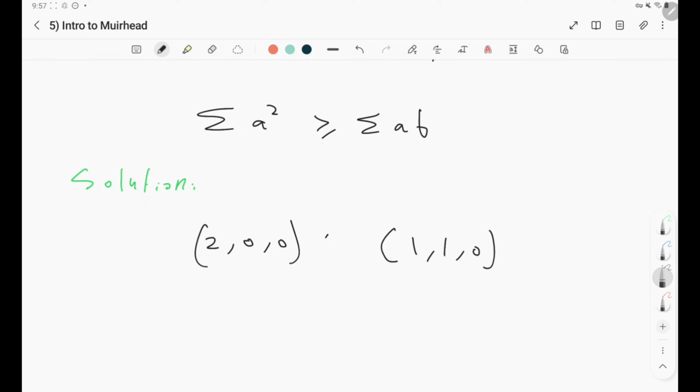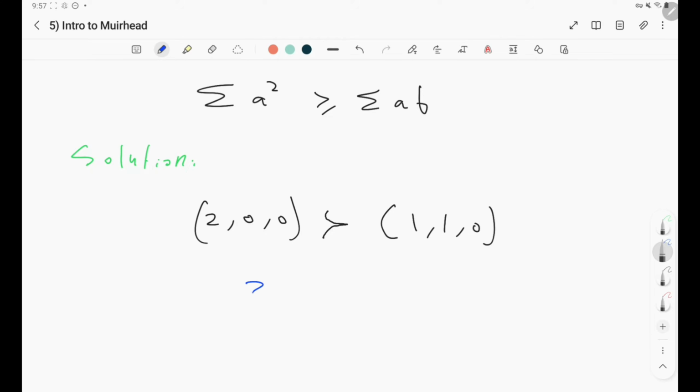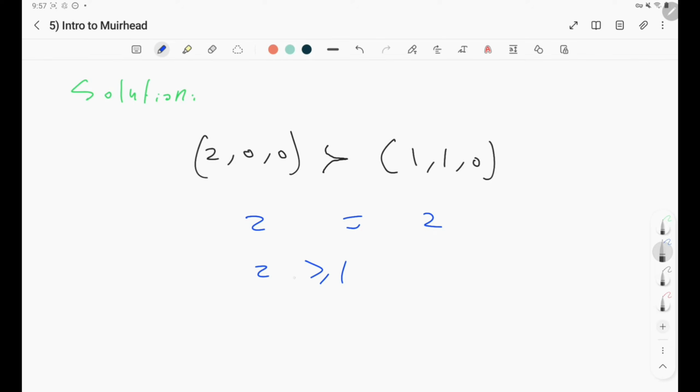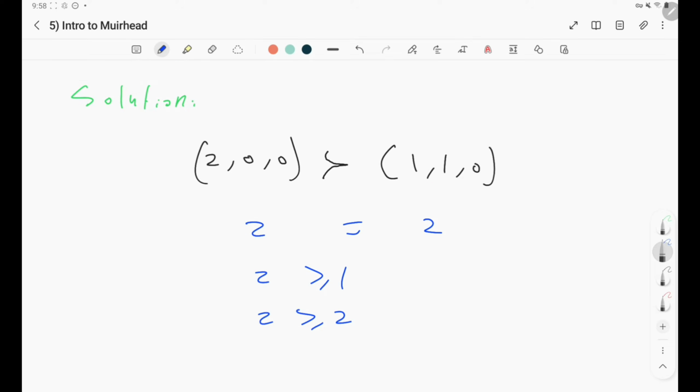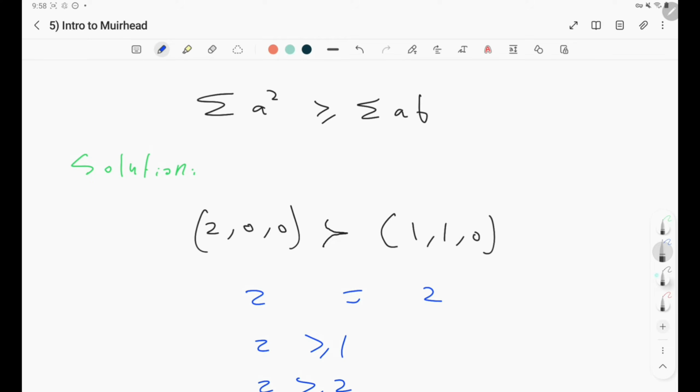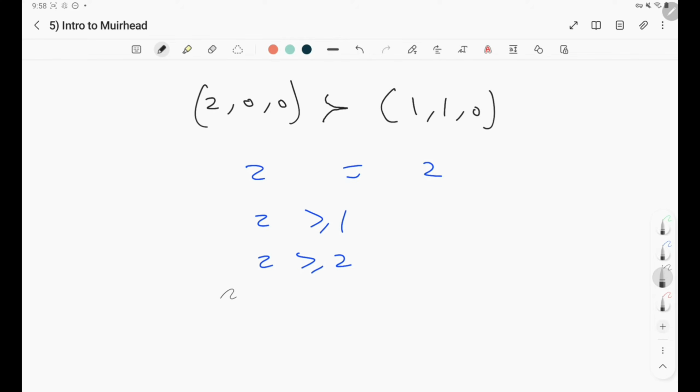Now we just need to show that the left-hand side sequence majorizes the right-hand side. So let's check that. Do we have the conditions? First of all, the sum of this is 2, sum of this is 2, so that's good, they are equal. Next, we have 2 is greater than 1, that works. Then 2 is greater than or equal to 2, that's good. And finally, 2 equals 2, we already have it. So that works. Indeed, we have this majorization, and hence we can write the following inequality: sigma symmetric a square is greater than or equal to sigma symmetric ab.